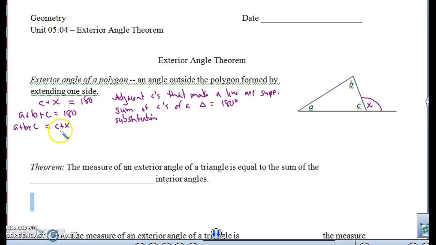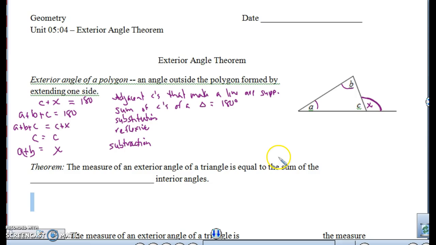Now, what is common on both sides of this is C. So if we take C is equal to C by reflexive, and we want to end up with X by itself, so what do we do? We subtract. So that gives me A plus B is equal to X by subtraction. So we have proved, or kind of proved, that the measure of the exterior angle here is equal to the sum of the angles A and B here.